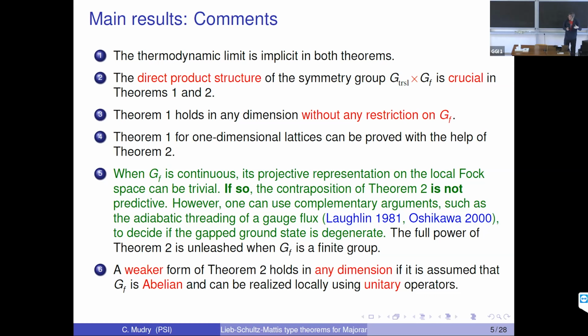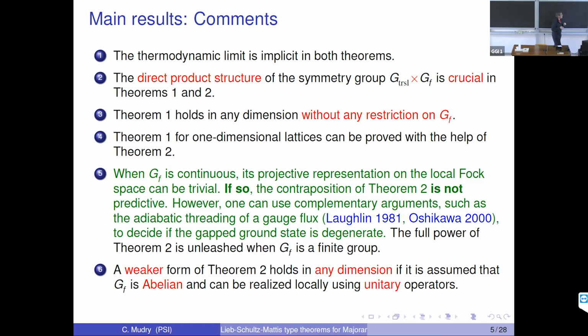This can happen if you have magnetic translation symmetry group, for example. Theorem 1 holds in any dimension without any restriction on the harmonic symmetry group GF. Theorem 1 for one-dimensional lattices can be proved with the help of Theorem 2. So if you have Theorem 2, you can prove Theorem 1, but that's not the way I'm going to do it.